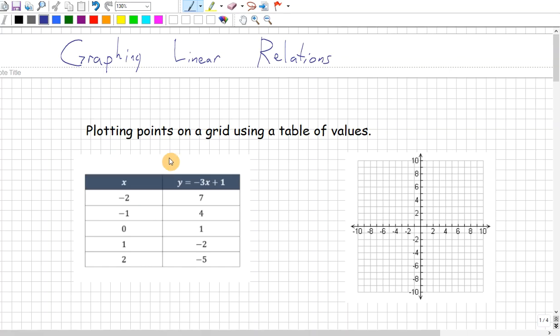So we've seen what a table of values is. It's sort of a thing called a T-chart sometimes, where the X values are on the left and the Y values are on the right. This is a grid I have. It goes from -10 to 10 along the X axis, and it goes from -10 to 10 along the Y axis.